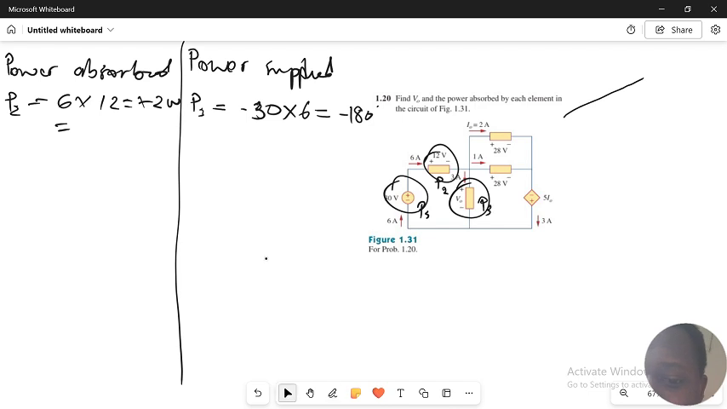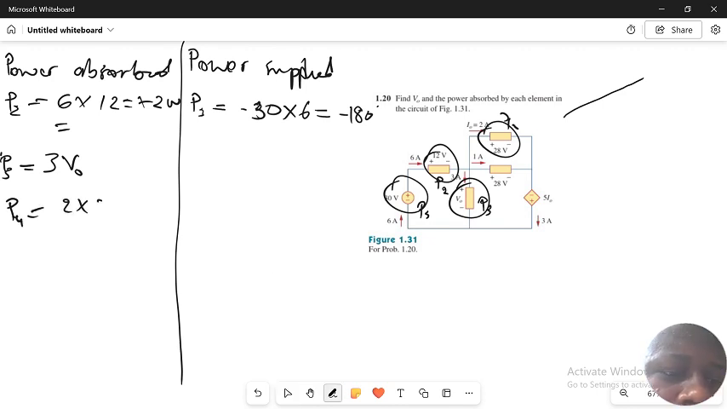Now let me verify this one. For example, if this one is P3, I will have P3 equal to the current, 3, multiplied by the voltage. What's the voltage? The voltage is V0. So P3 equals 3V0, since I don't have the value of V0. Now let me check this one. The current is entering the positive, which means it absorbs. If I make this one P4, P4 equals 2 multiplied by 28, which is 56 watts.